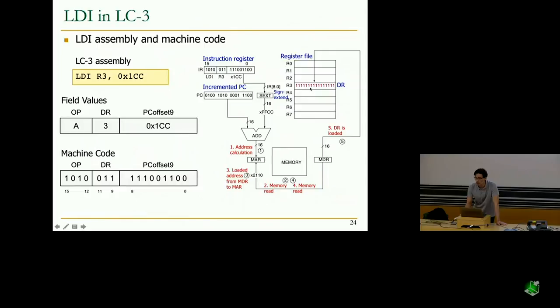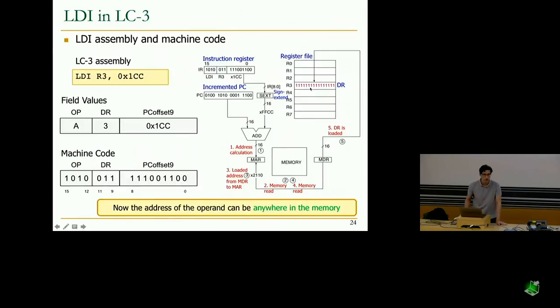What's the good thing here? Now we don't have this limitation of how far we can go away from the program counter. Because the very first read that we do from memory is something that is an address, this can be whatever address in memory. So now we can access any operand anywhere in the memory.